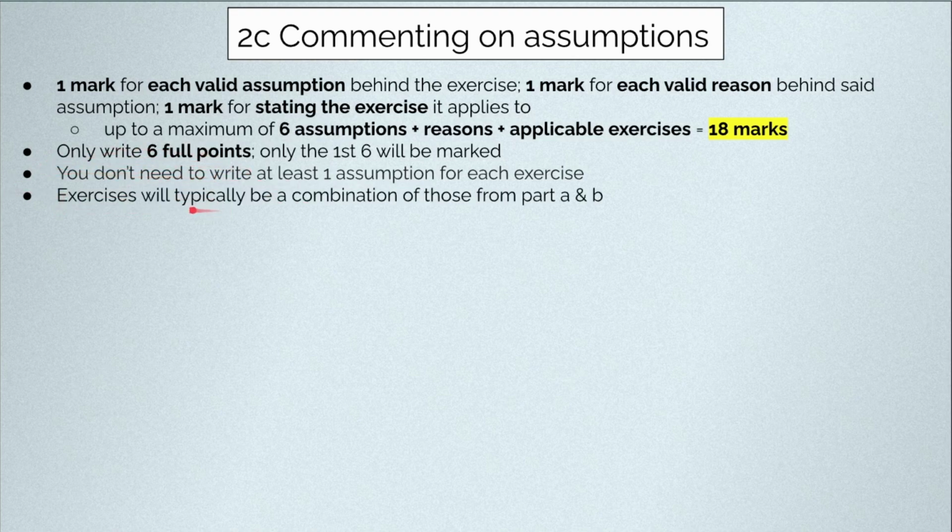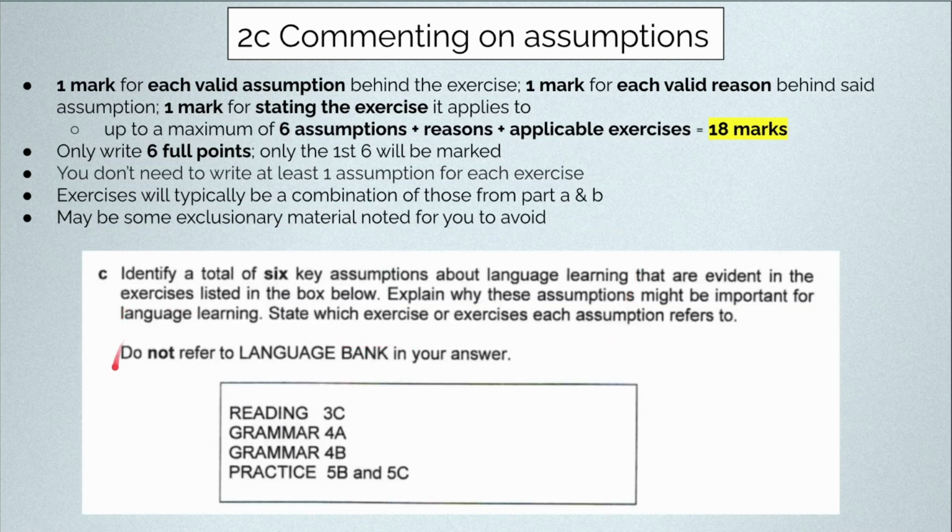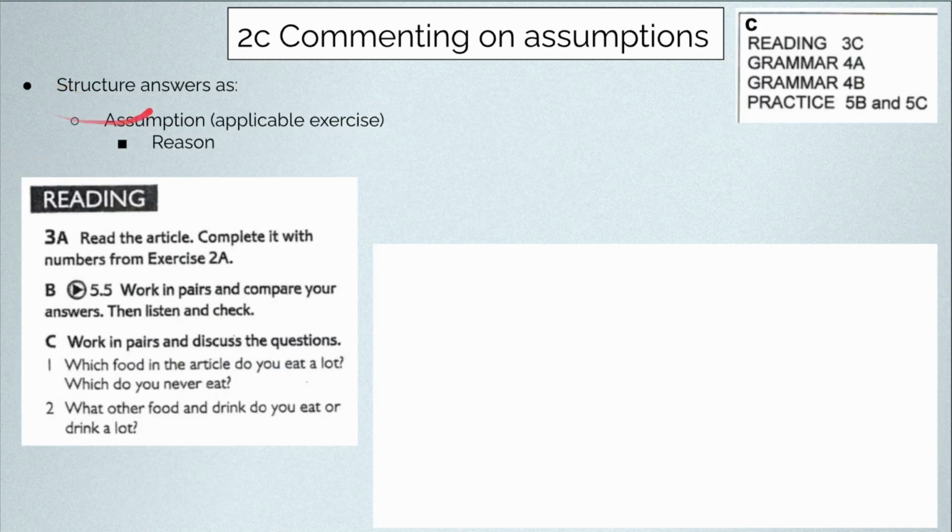The exercises you're given will typically be a combination of those you've already looked at from part A and B, and there may be some exclusionary material noted for you to avoid. Do not refer to language bank in your answer. Other material like this might be word bank, tips, exam tips, those kind of things. So these 3 exercises you'll remember came from part A of the task, and the practice came from part B. You should structure your answers as the assumption, the applicable exercise in brackets, and the reason below.